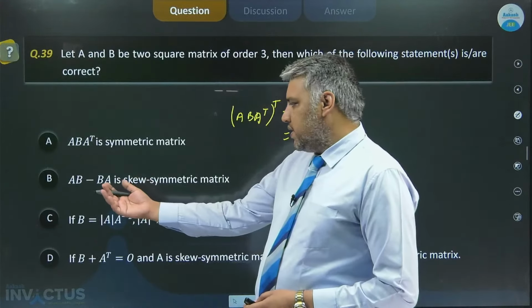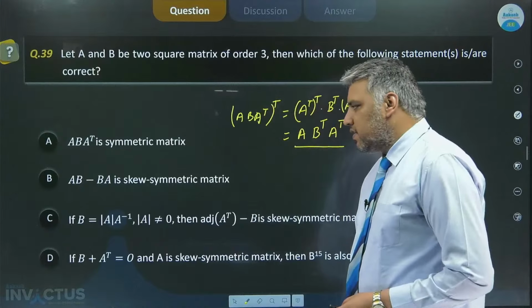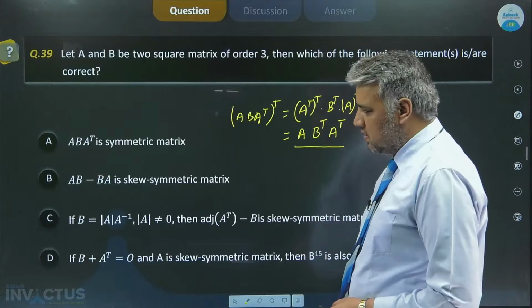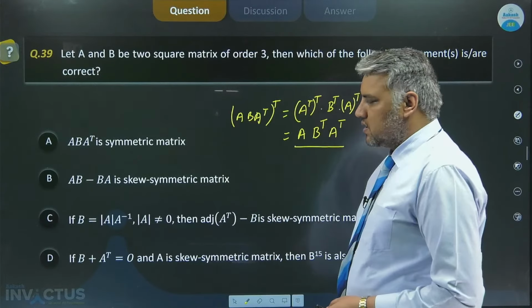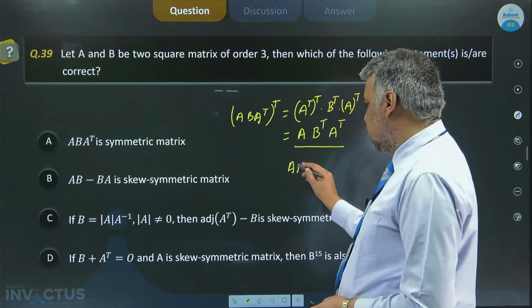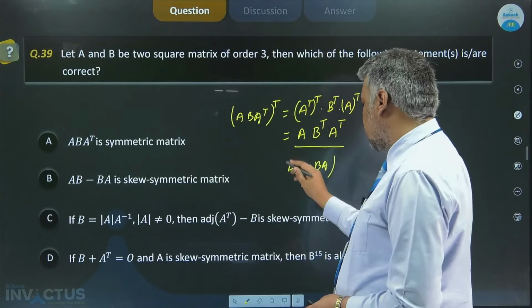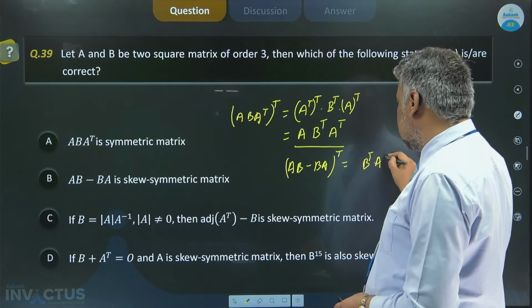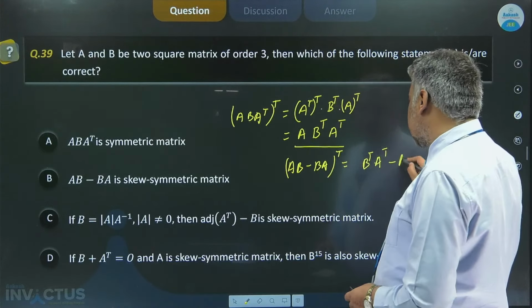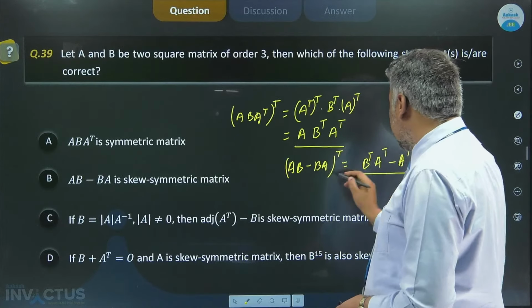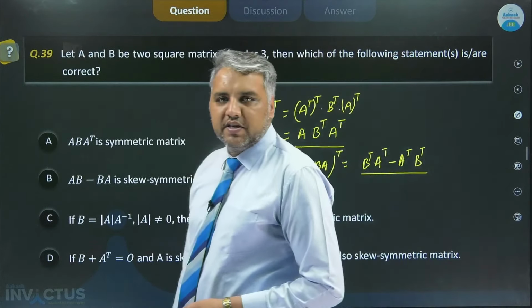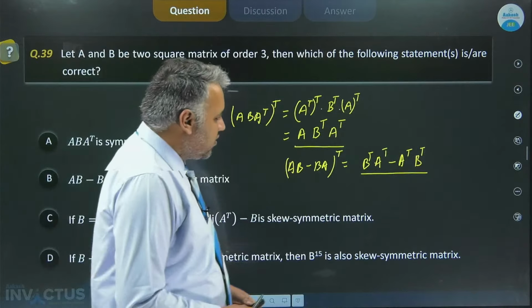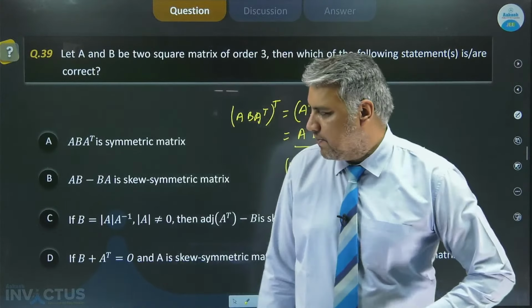Same in the second option, AB minus BA is a skew-symmetric matrix. Similarly, if AB minus BA is skew-symmetric, then it must be equal to minus its transpose. So AB minus BA whole transpose will be B transpose A transpose minus A transpose B transpose. Again, no information is given about A and B, whether they are symmetric or not. So we cannot conclude anything here.